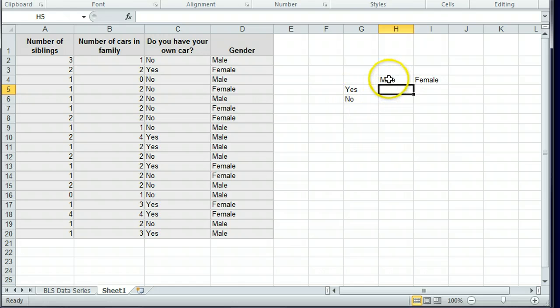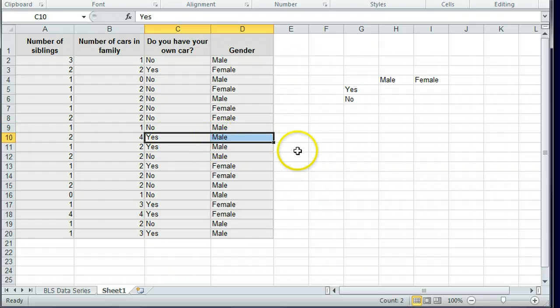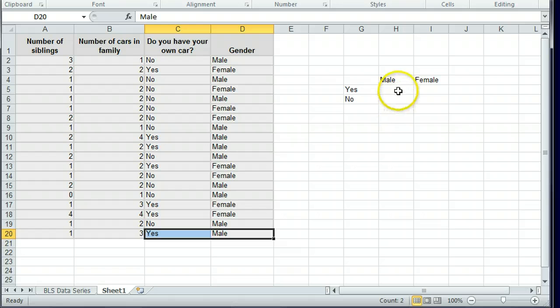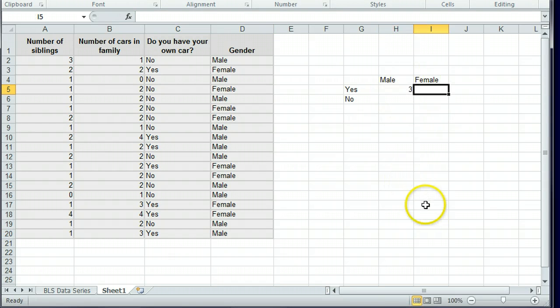So how many males do own a car? Well, male but doesn't own a car. Male doesn't own a car. Here's one. So we have our first male that does own a car. So that would be 1, 2, and then 3 at the bottom. So there are 3 males that do own a car. So I would put a 3 in that part of my table.